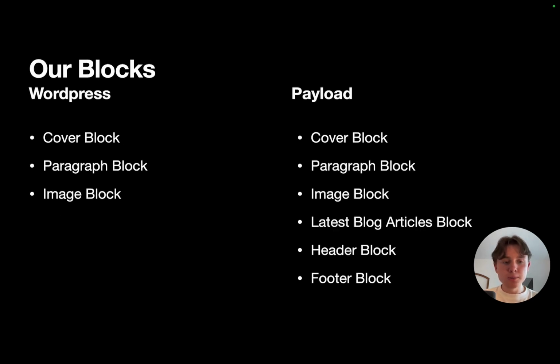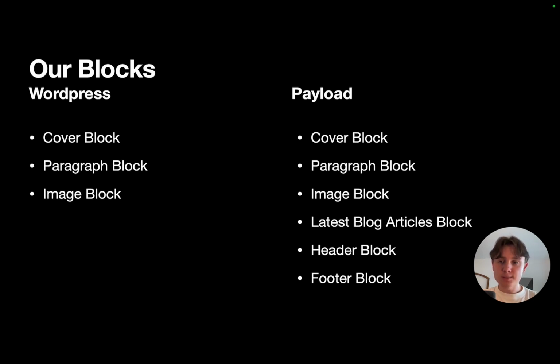So there will be 3 simple blocks in our WordPress project: a cover block, a paragraph block, and an image block. And for them, we're going to create similar blocks in Payload. The paragraph block is basically a rich text block, which we're going to talk about later as well. In addition to that, we will have one extra block that shows the latest blog articles.